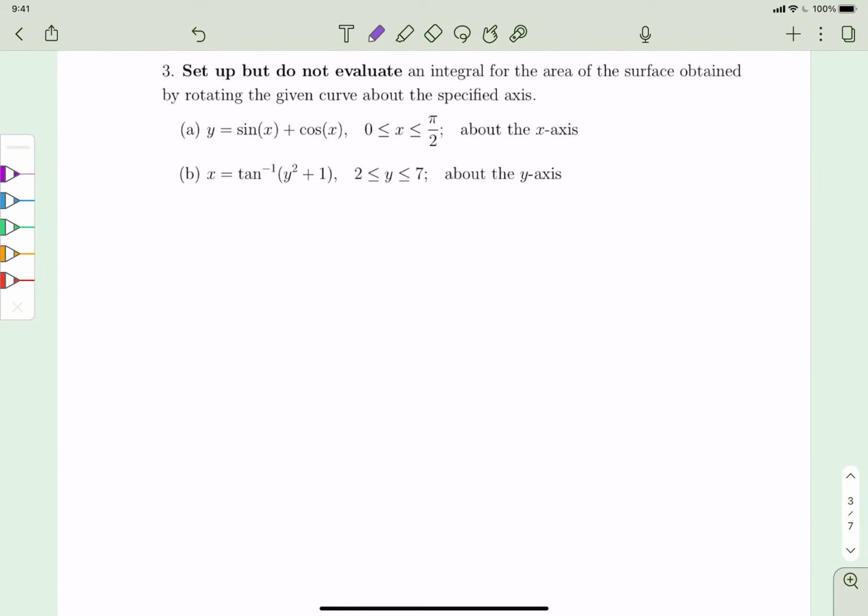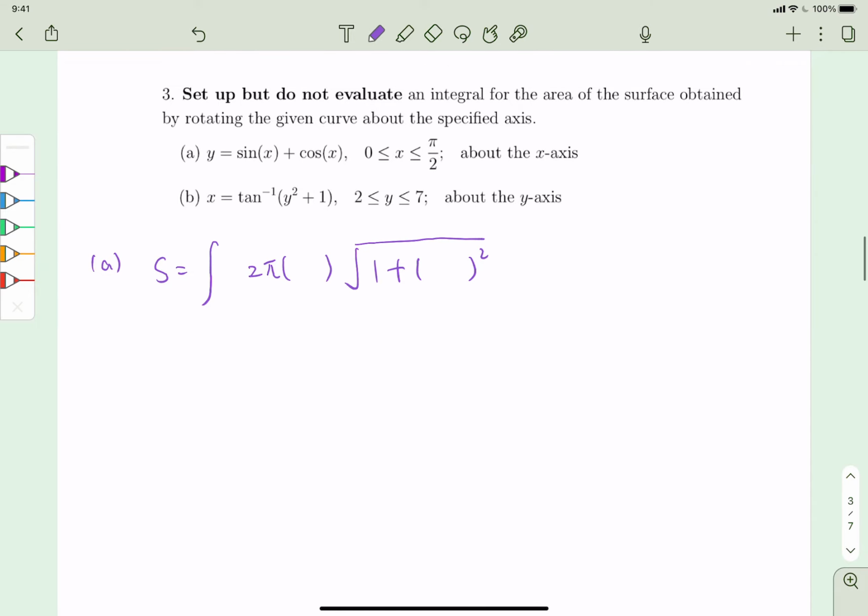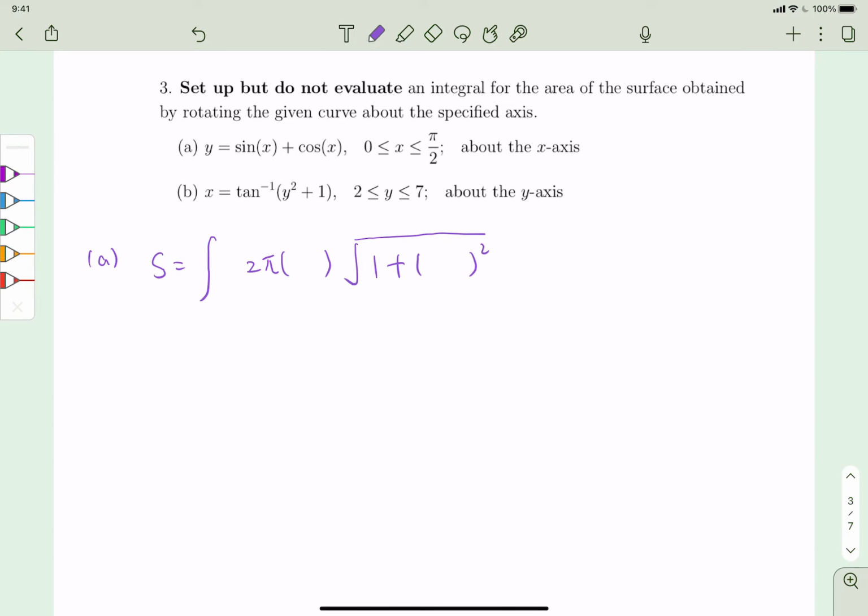Firstly, the formula says S is equal to 2 pi x or 2 pi y, right? And there's something here, 2 pi x or 2 pi y. So this thing is to be filled. And this is 1 plus. This bracket is either dx over dy or dy over dx. And another symbol, the differential sign, the dx or dy in the very end.